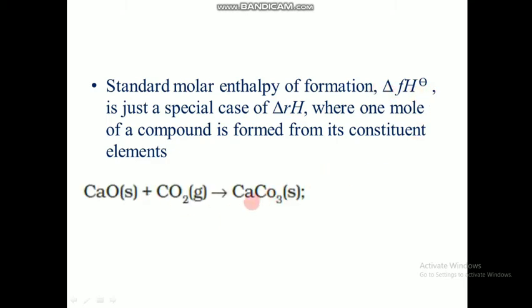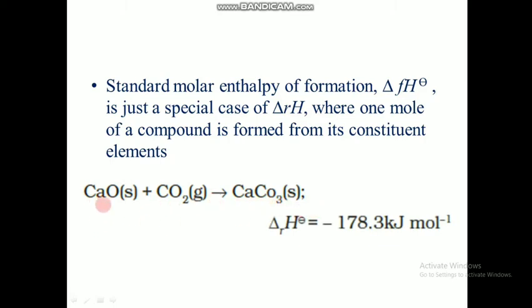So if we consider this example, CaO plus CO2 gas gives CaCO3. In this reaction, we cannot tell the enthalpy of formation, because of the conditions. If you see, 1 mole of CaCO3 is formed, so that is no mistake. But here, the reactants are also in compound form. They are not in their elemental form. It's carbon dioxide and calcium oxide. Hence we cannot tell the enthalpy of formation. We can just tell the enthalpy of reaction for this particular reaction.